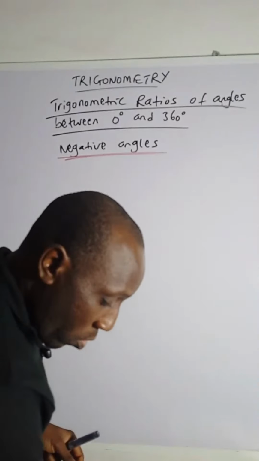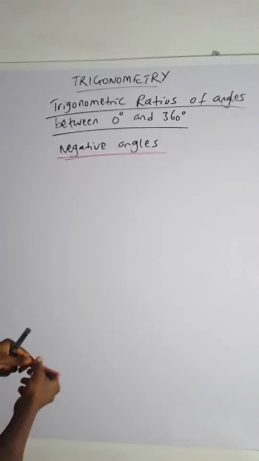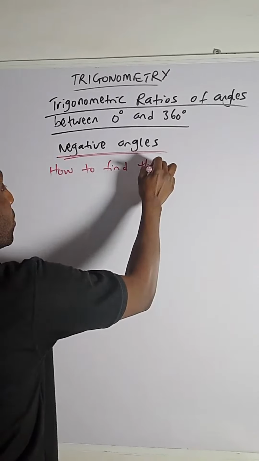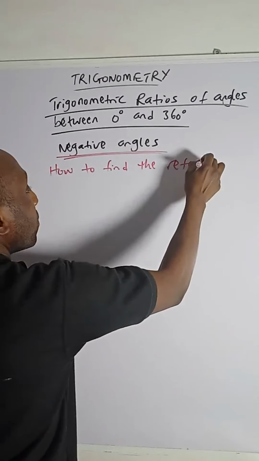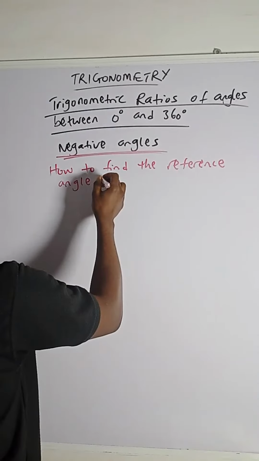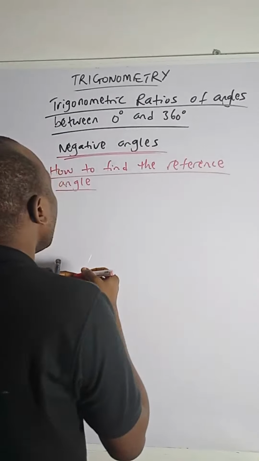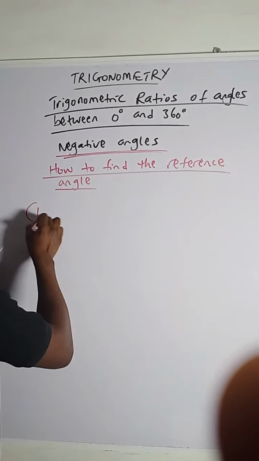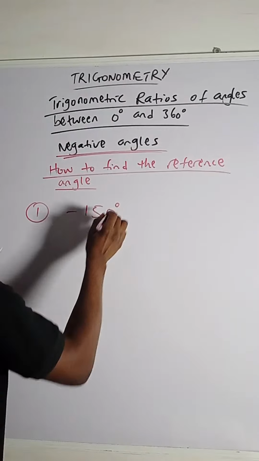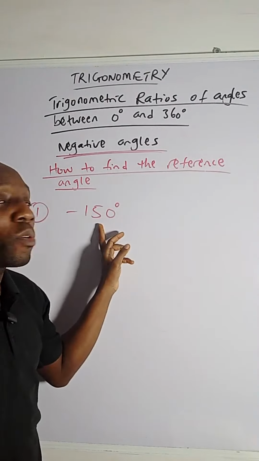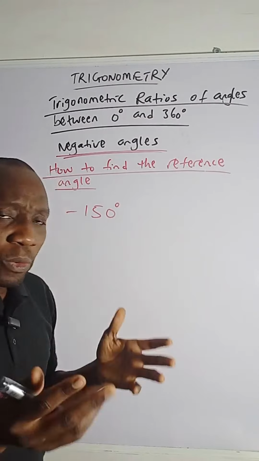So let me write this question down. How to find the reference angle. For example, let's say we have minus 150 degrees. How do we find the reference angle? Now, there are different ways you can do this.